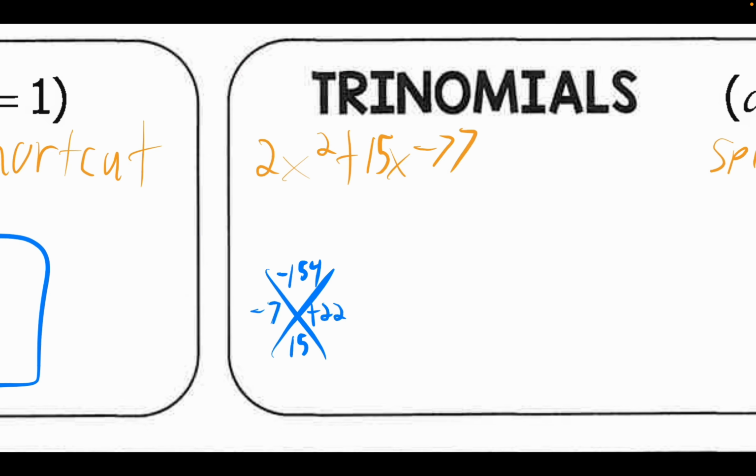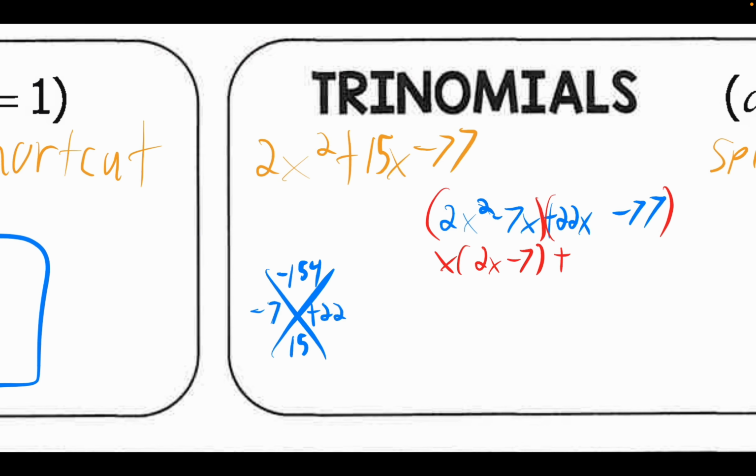And so we go ahead and split and group to where the 2x squared stays the same, the negative 77 stays the same, but the middle splits, and then negative 7x plus 22x. And then now we group. And so x is our GCF for our first parenthesis, giving us 2x minus 7. 11 is our GCF for our second parenthesis, giving us 2x minus 7. And those match, so we get 2x minus 7 as one factor, and x plus 11 as our other.